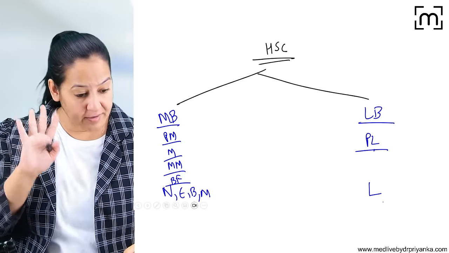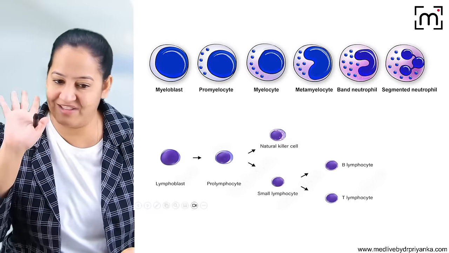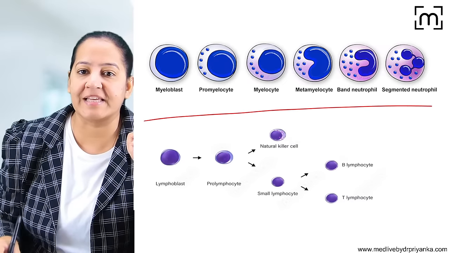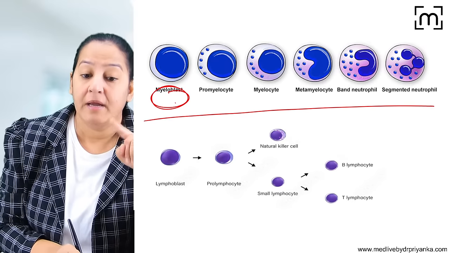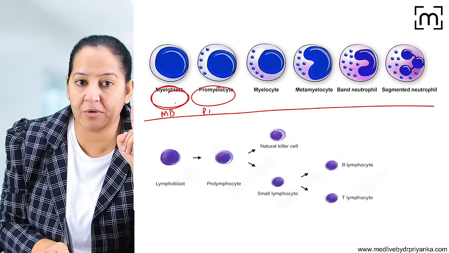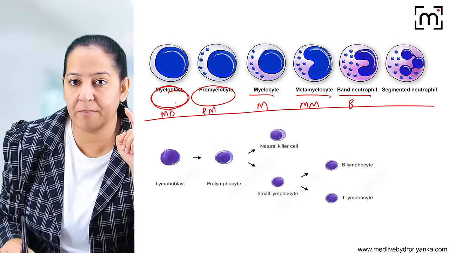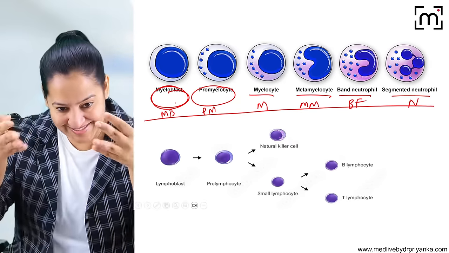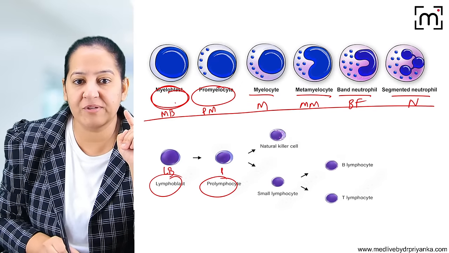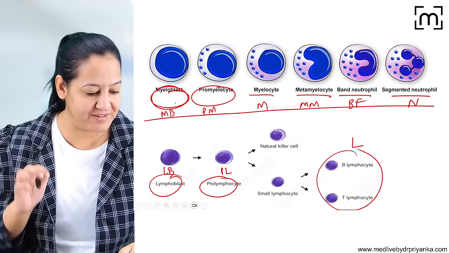That's it. If you have understood this, if you have learned this, let's move ahead. Now you are ready to start with the leukemias. If you have understood the basics, the same thing is written in front of you. You can see myeloblast gives rise to promyelocyte, then myelocyte, then metamyelocyte, then band form, then finally neutrophil. And you can see the lymphoblast. This is prolymphocyte and this is the mature lymphocyte. The B lymphocyte and T lymphocyte are the two types.